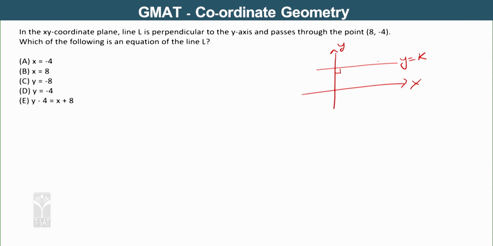So, we know that it passes through the point 8, -4. It can either be y is equal to k or y is equal to minus k. It can be either of these two. They are saying that it passes through the point 8, -4. So, the equation of the line should be y is equal to a constant, and it runs through the point 8, -4. That means the equation of the line will be y is equal to -4. Since any point on this line will always have the same y coordinate, and this will be equal to -4 because it passes through the point 8, -4.